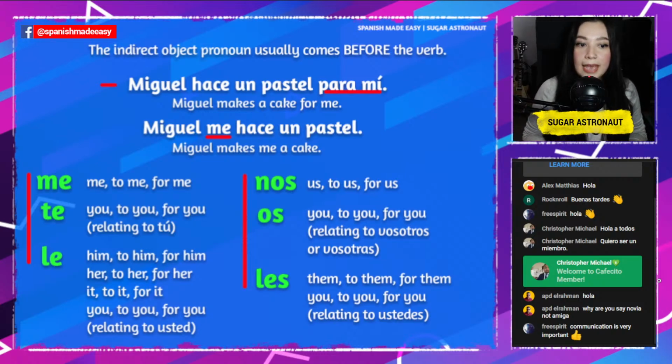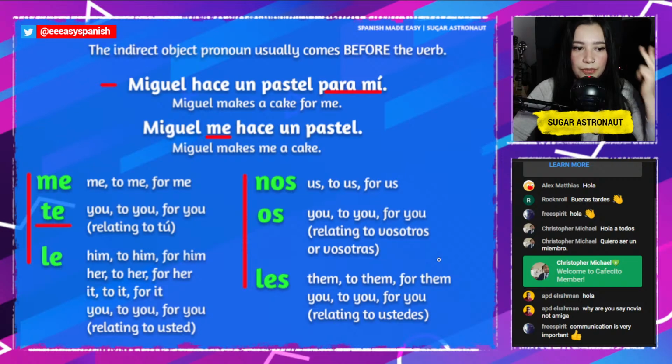Miguel me hace un pastel. And remember, you place the pronoun before the verb. Miguel me hace un pastel. Okay? So it gets tricky, but it's not that complicated. You only need to practice. Remember that.